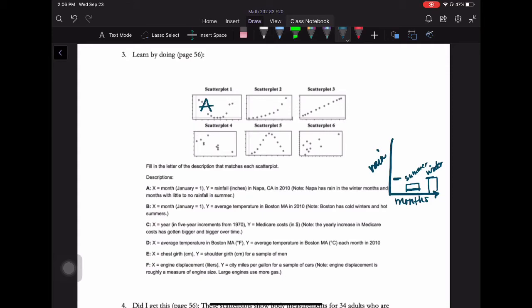B says X is the month again, and Y is the average temperature in Boston, and Boston has cold winters and hot summers. Okay, looking for the same general trend, except in this case, hot summers would be a higher temperature, because this would be rain, but now we're talking about a situation where this is going to be temperature. So we're reversing what we had before, which would be scatter plot 5.